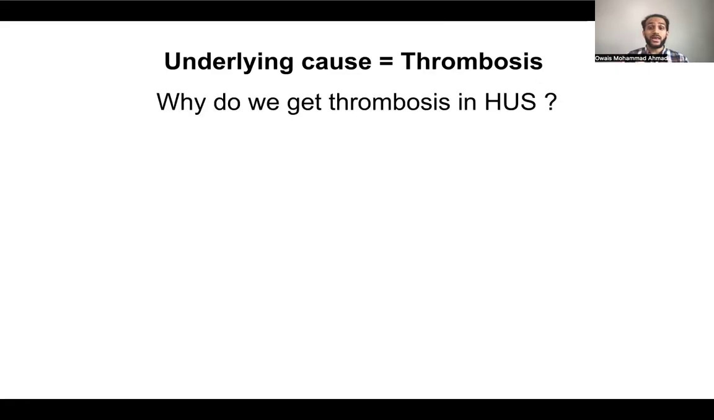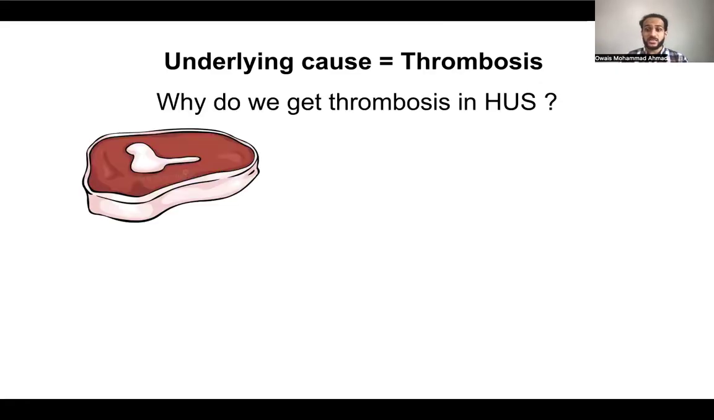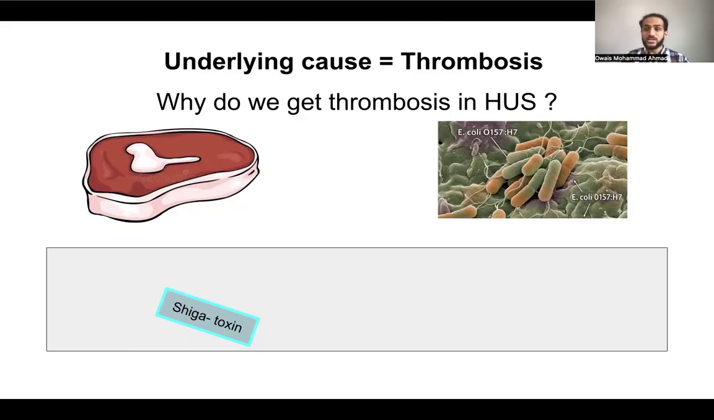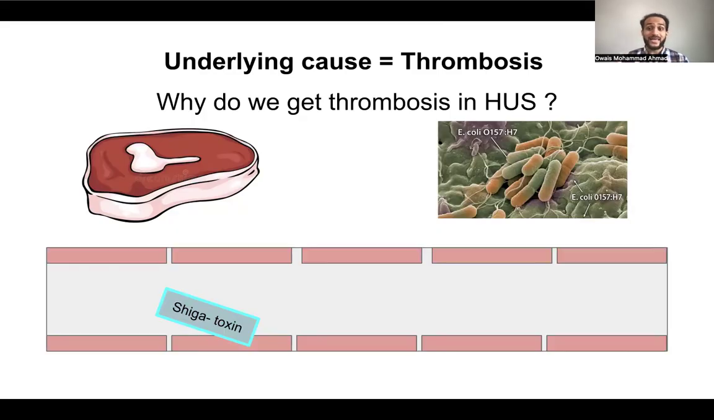And why are we getting thrombosis in hemolytic uremic syndrome? Well, that's because of undercooked meats, which leads to a very deadly bacteria called E. coli O157:H7. It releases a toxin called the Shiga toxin. Shiga toxin damages endothelium. It attaches to a molecule called Gb3, which is prevalent in renal glomeruli. So basically, this toxin causes a lot of microthrombi and damage to endothelium in renal glomeruli and causes a prothrombotic state.